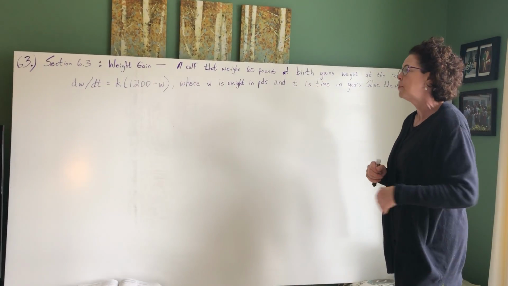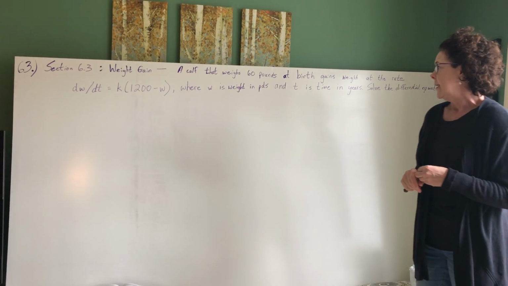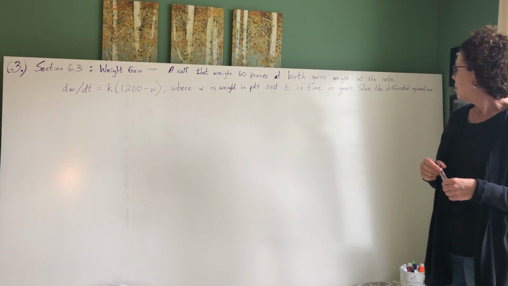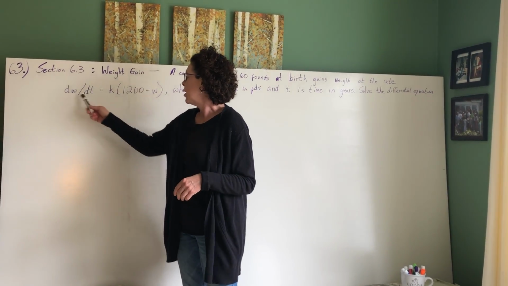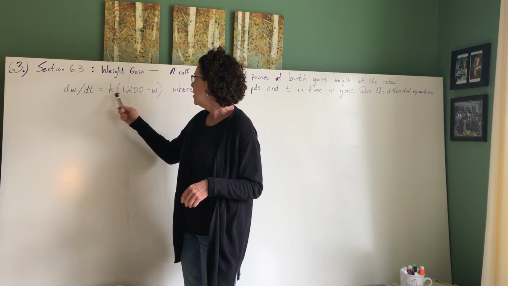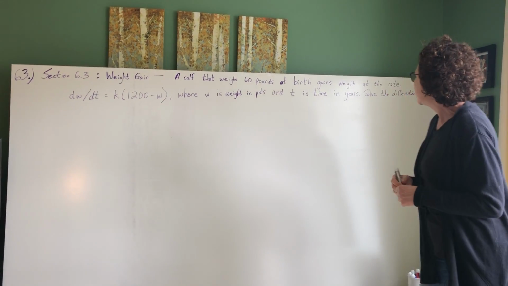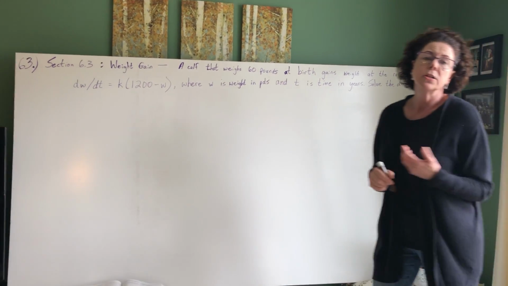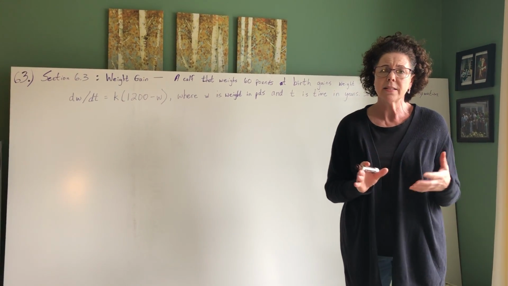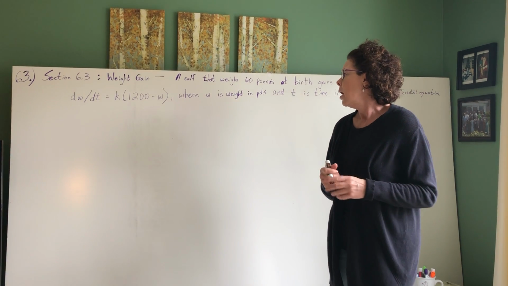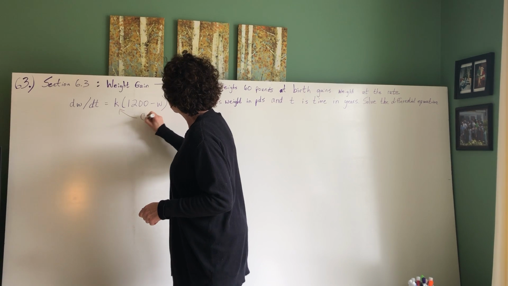So you have your books open, section 6.3, number 63, and it's called weight gain. A calf weighs 60 pounds at birth and gains weight at the rate dW/dt equals K times (1200 minus W), where W is the weight in pounds and t is the time in years. It says solve the differential equation. We're going to do that first. That is the most difficult part. Please notice, first of all, that K is a constant.